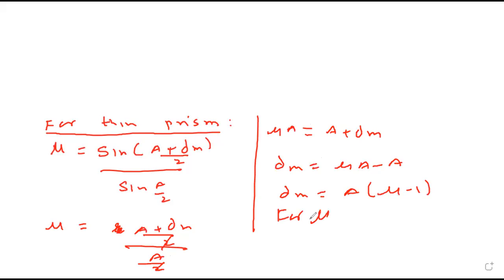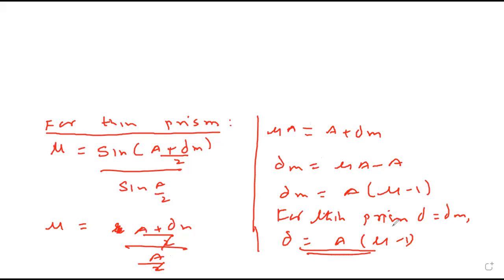And for a thin prism, delta is taken as delta m. Therefore, delta equals A into mu minus 1. When we say thin prism, it is between 0 to 10 degrees. So for a thin prism, always delta is A into mu minus 1. Just write down this derivation if you are not remembering.